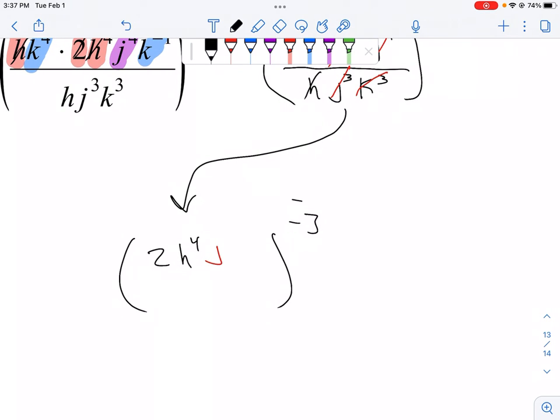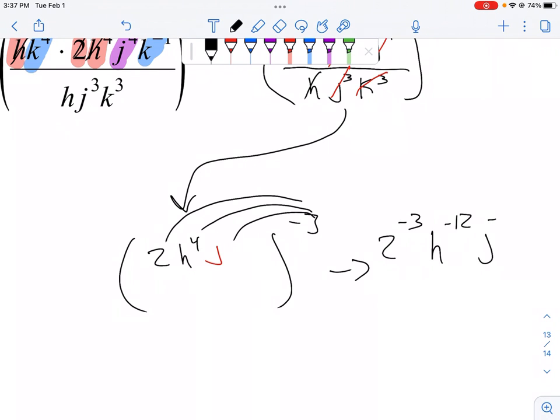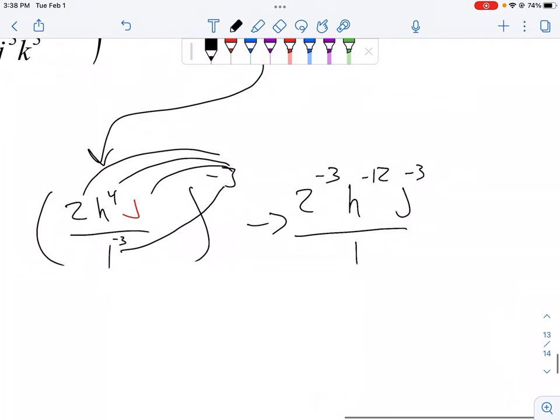All right, let's distribute in this negative 3. So this will make 2 to the negative 3rd, H to the negative 12th, J to the negative 3rd. And this is all sitting over 1. I guess I could have left it. This also would have then become 1 to the negative 3rd. Don't get too lost on that, though. Okay.